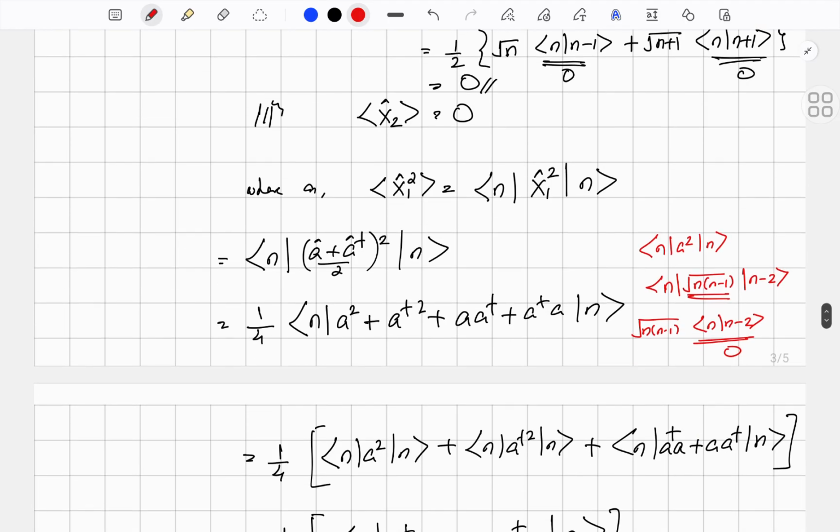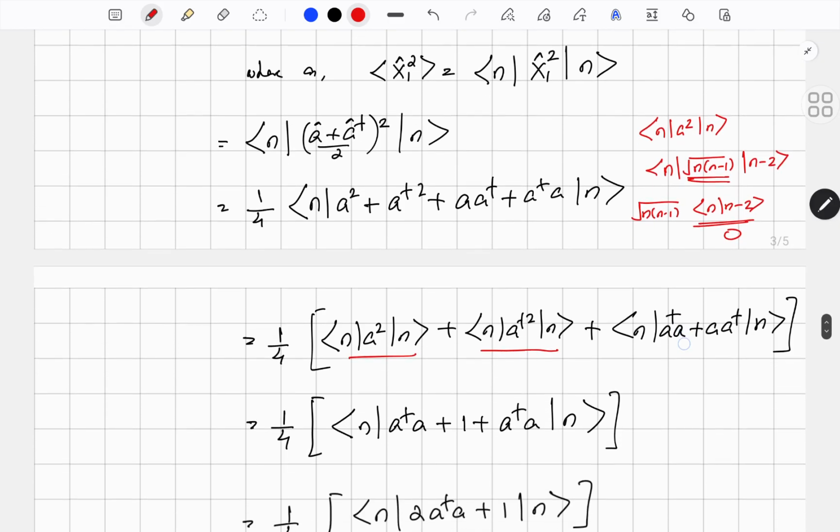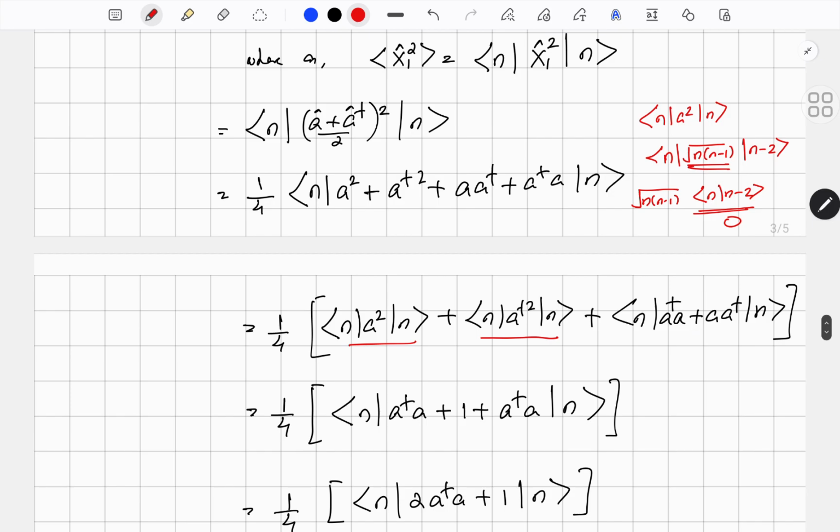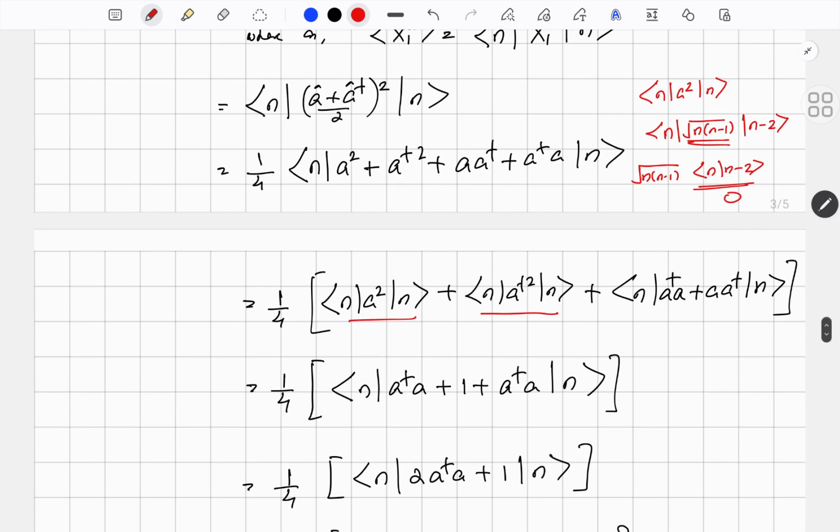Okay, so this expectation I can split into 4. One is <n|a^2|n>, and the other is <n|a dagger square|n>. Then you'll have <n|a a dagger|n> plus <n|a dagger a|n>. So for the first two, the expectation straight away becomes 0. Now the last expectations would be non-zero. Now that we can find.